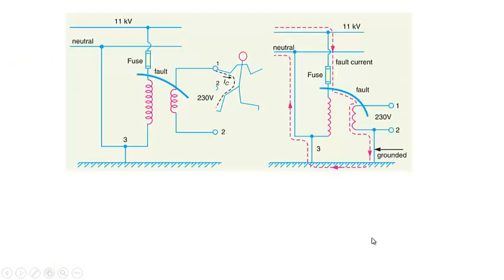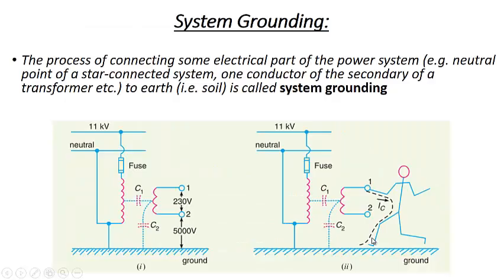Now in case of system grounding, if this point is grounded, I have not shown that figure over here, this point, which is at a potential of 5000 volts in the ungrounded system, will be at zero potential. Now if a person touches this point, he will be safe. He'll be touching a potential of 0 volt. But if he touches this, he will be having a potential of 230 volt. He will get a shock. But when he touches point 2, he will be very safe.